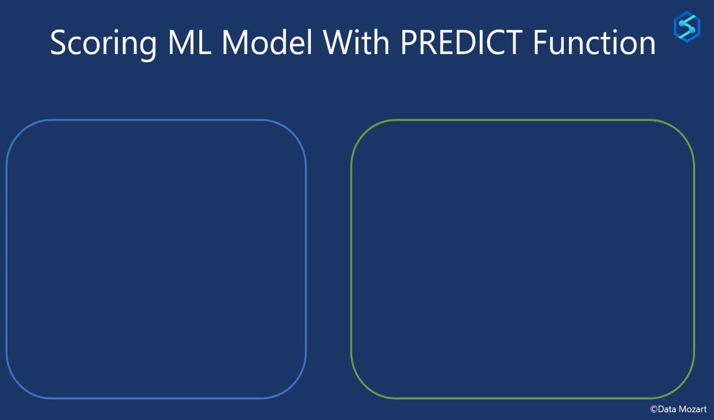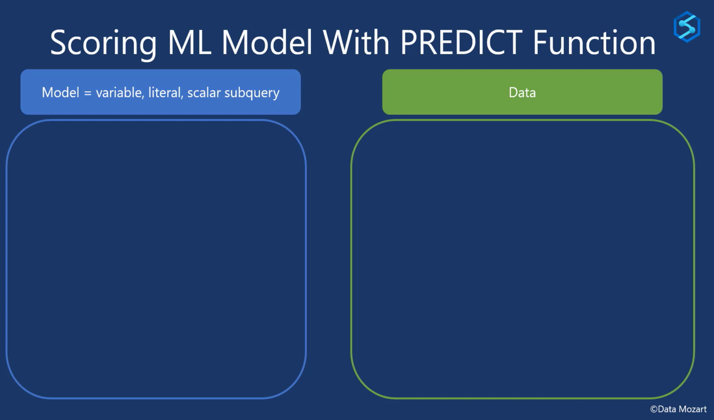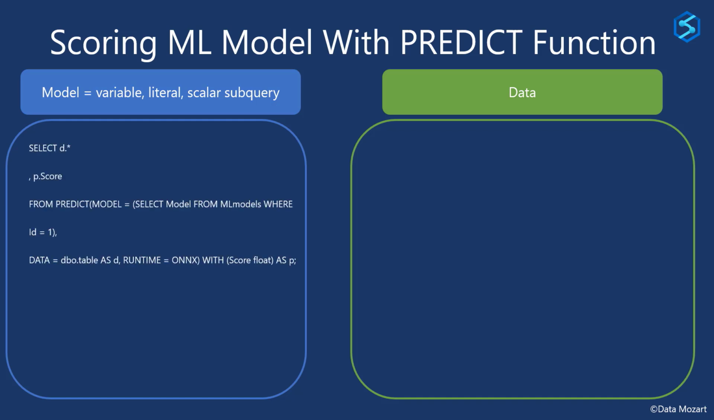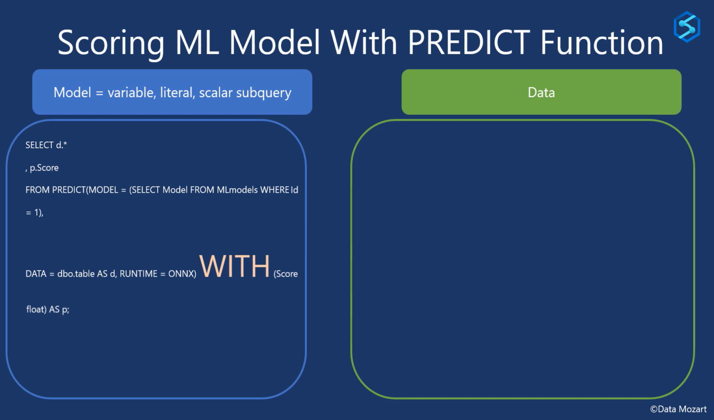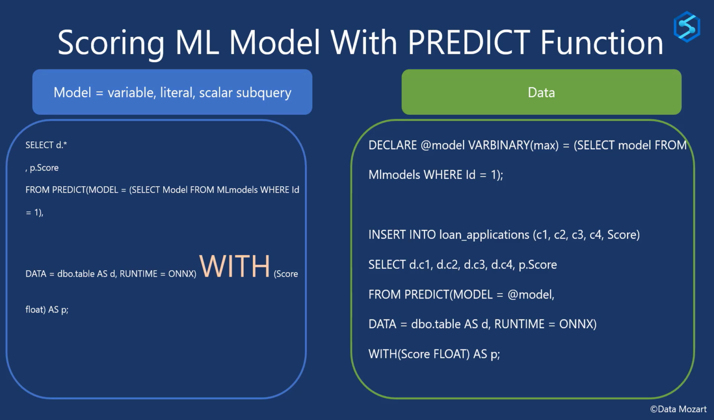This function takes two arguments as input: model, which can be defined as a variable, literal value, or value produced by a scalar subquery. The second argument, data, specifies the data used for scoring or prediction. In the following example, I am using a WITH clause to define the name of the result set for the data parameter. One of the common use cases when using the PREDICT function is to generate a score for input data and then insert these predicted values into another table. For that purpose, you can use a well-known T-SQL syntax that combines INSERT INTO operation with SELECT statement.